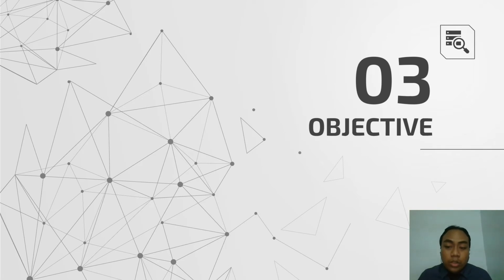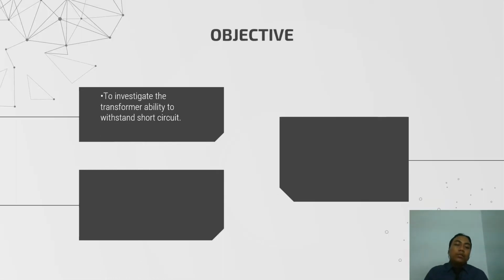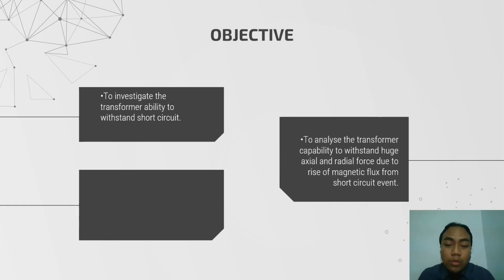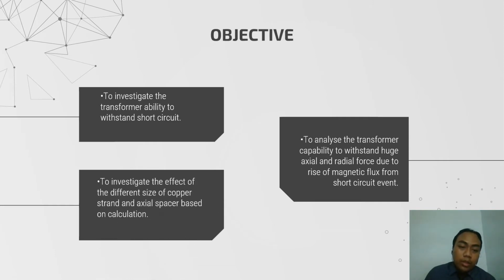The third one is the objective. The first objective for the project is to investigate the transformer's ability to withstand short circuit. Secondly, to analyze the transformer's capability to withstand reduced axial and radial force due to the rise of magnetic flux from short circuit events. And lastly, to investigate the effect of different sizes of copper strand and axial spacer based on calculation.